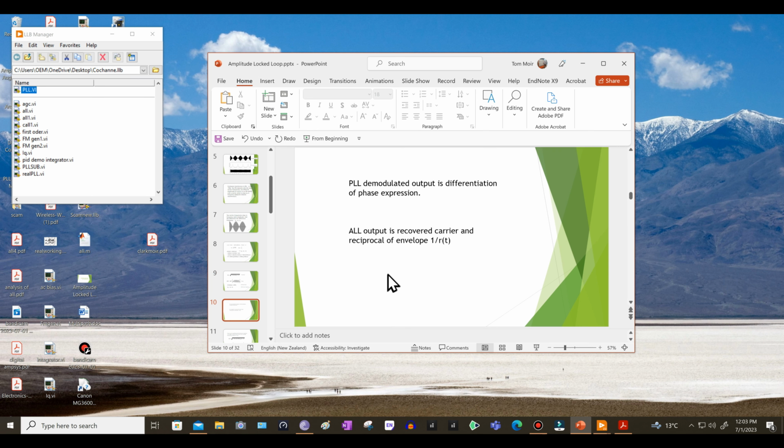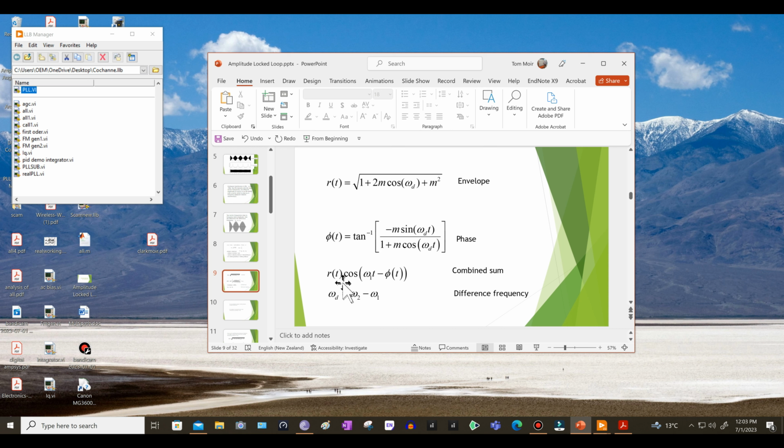Okay. So the PLL, or the discriminator as they called it in the old days, the demodulated output is the differentiation of the phase, and the AL, amplitude locked loop, output is the recovered carrier and the reciprocal of the envelope, 1 upon r. So we know mathematically what it was. At the time, I don't think we knew this. We were just doing it with the oscilloscope. I'll show you that in a minute.